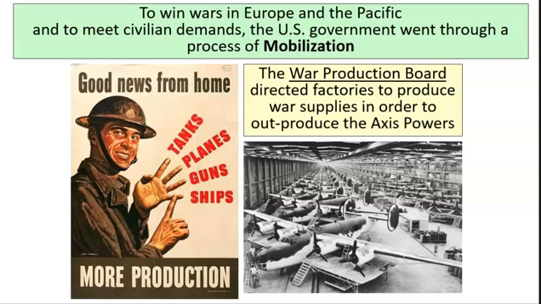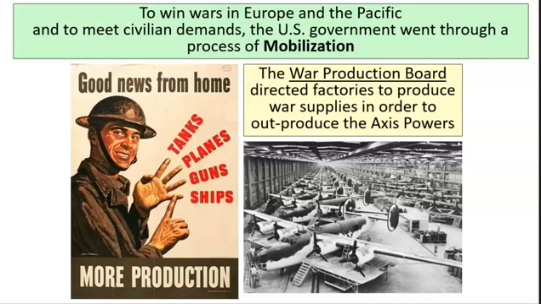First things first is we're going to create what's called the War Production Board. And what we start to do is we need to outproduce the Axis powers. We have to outproduce both the Japanese and the Germans and the Italians. We've got to make more stuff. We have to make more planes and tanks and guns and bullets than they do. And this becomes really, really important to be able to win this particular war.